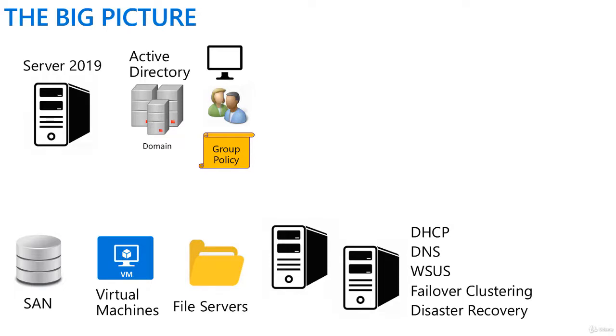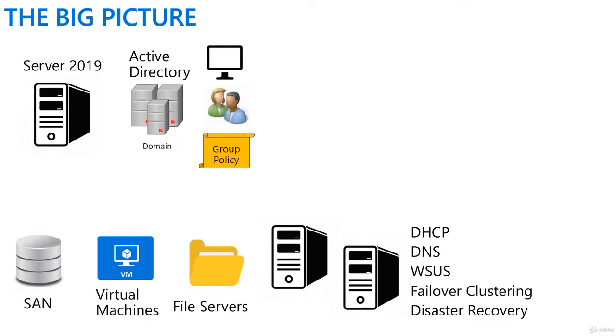We'll cover DHCP, Dynamic Host Configuration Protocol. That's a way to assign IP addresses to other devices on the network. So my Windows 10 machines on the network, they have to have IP addresses assigned. We'll configure that using DHCP.